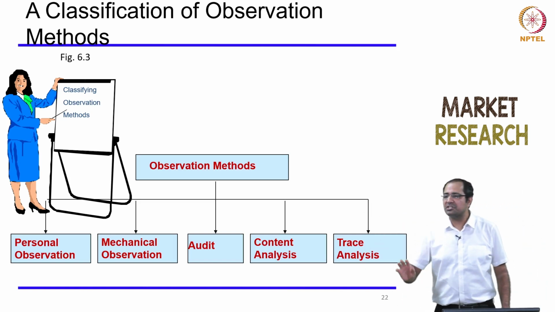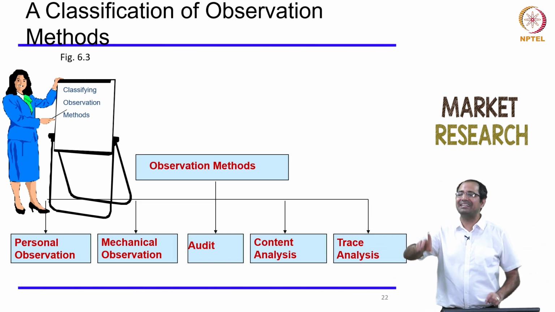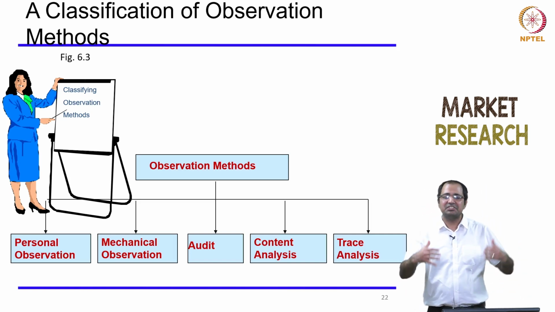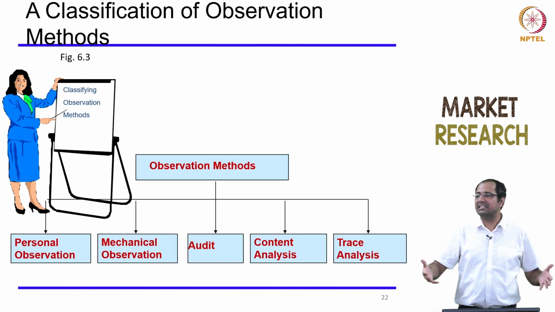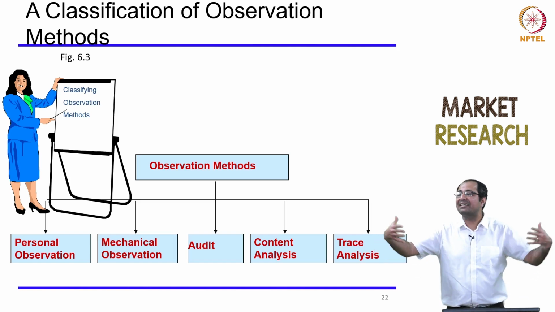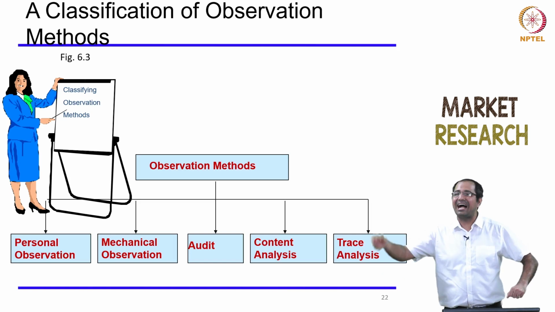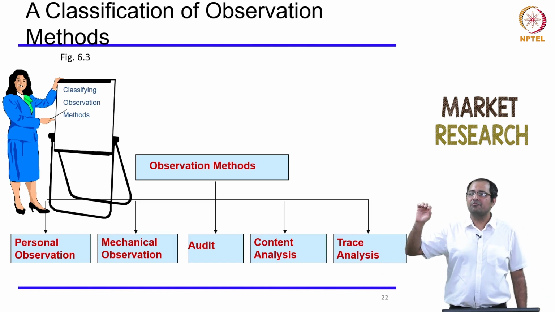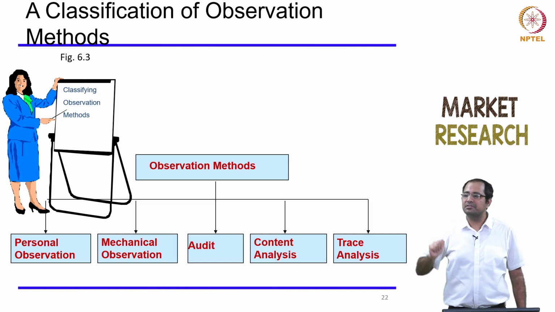But in observation, what happens? You try to observe people either in natural or artificial settings. Natural settings are the settings where they behave real, they act real, and they are real life situations. Artificial settings are those which are artificially created for research purposes.